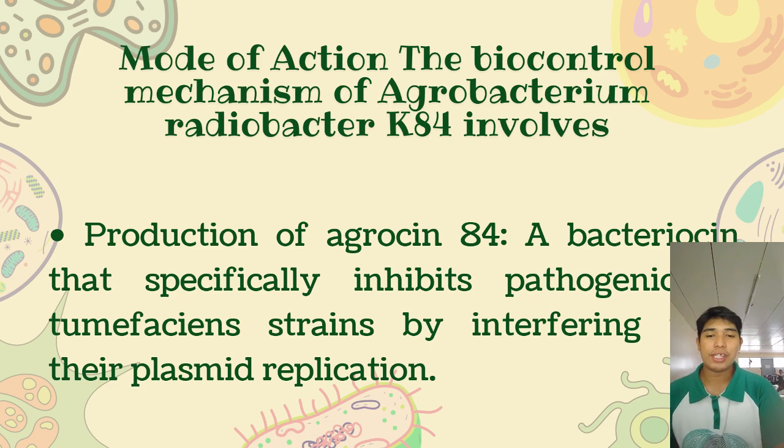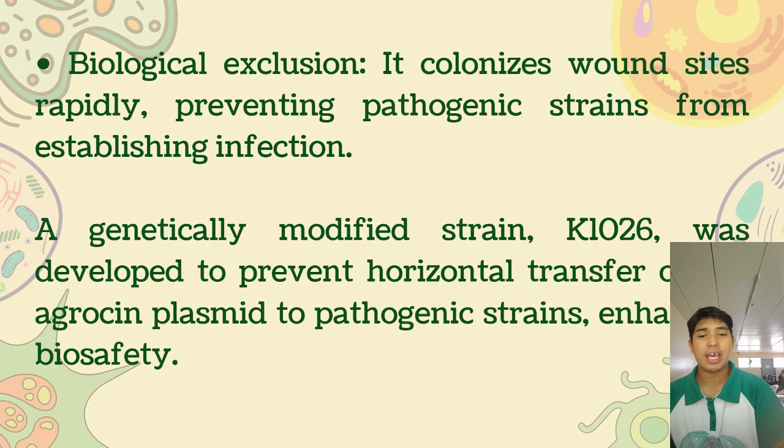The production of agrocin 84, a bacteriocin that specifically inhibits pathogenic Agrobacterium tumefaciens strains by interfering with their plasmid replication. It colonizes the wound site rapidly, preventing pathogenic strains from establishing infection. As a genetically modified strain, K1026 was developed to prevent horizontal transfer of the agrocin plasmid to a pathogenic strain, enhancing biosafety.